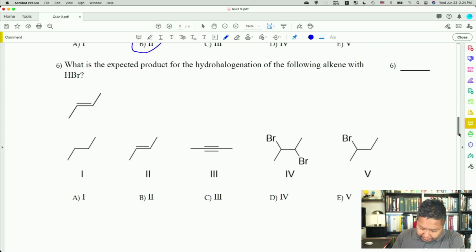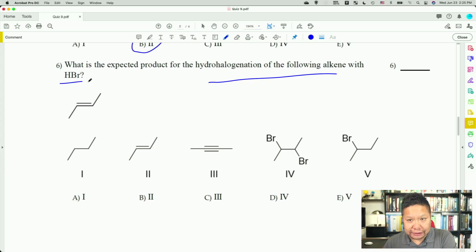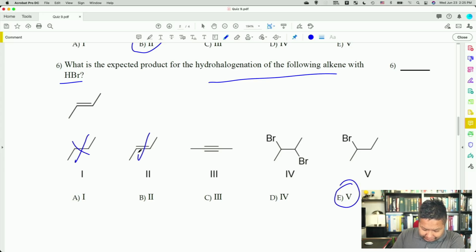What is the expected product for the hydrohalogenation of the following alkene with HBr? If you remember, it's in the name, hydrohalogenation, which means that you're going to add a hydrogen and a halogen, right? The only one here where you've added a hydrogen and a halogen is structure 5, E. Okay, sorry. Because there's no halogen there at all. There's no halogen there. And there's two halogens there. So the correct one is structure E, or 5.